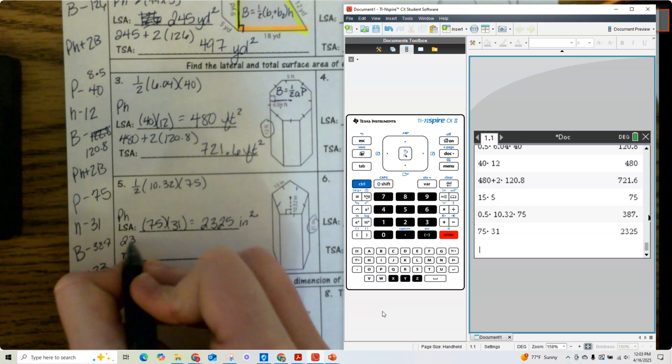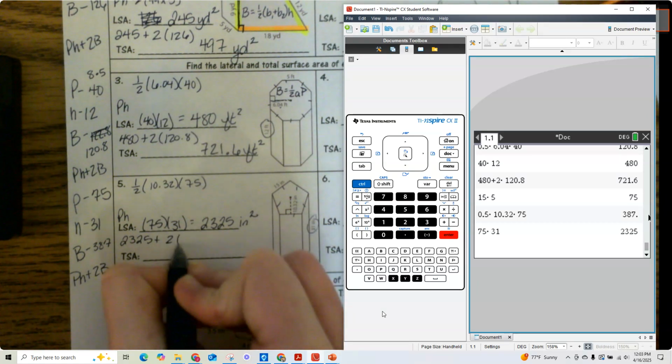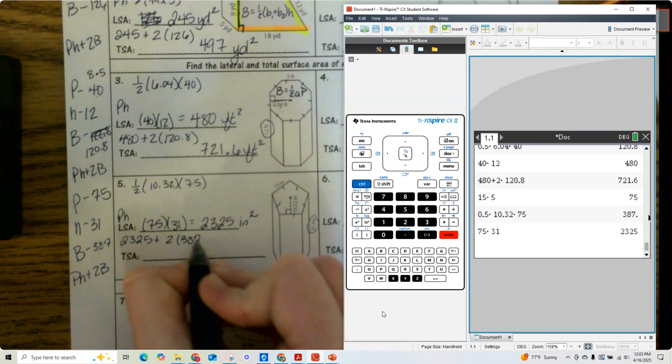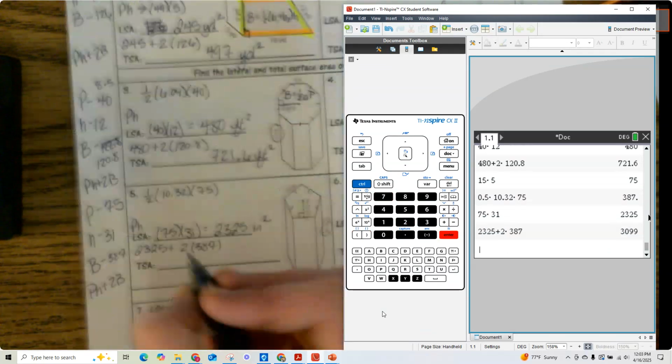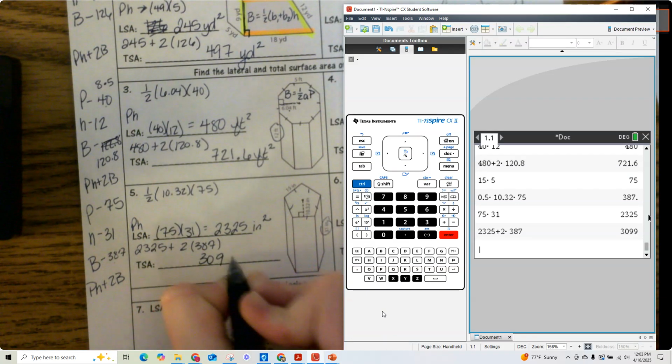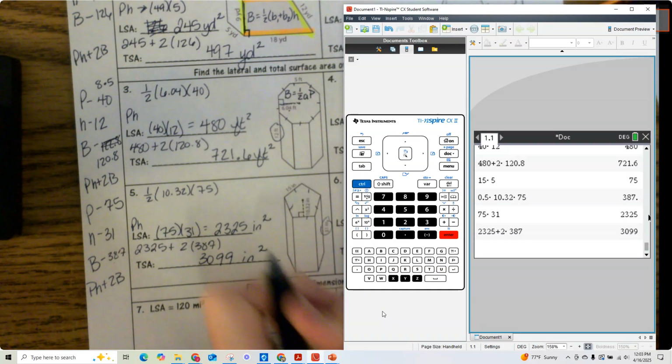So 23.25 plus 2, and then big B is 387. So 30.99 inches squared.